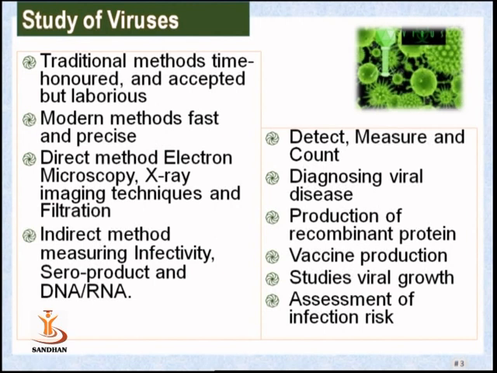And the other class of methods, called indirect methods, are based upon assessment of the infection-causing capability of the virus, or finding out their infectivity. And these methods are based upon finding out the presence or absence of antigens or antibodies against viruses, or maybe specific nucleic acid or genomic constituents of the virus.